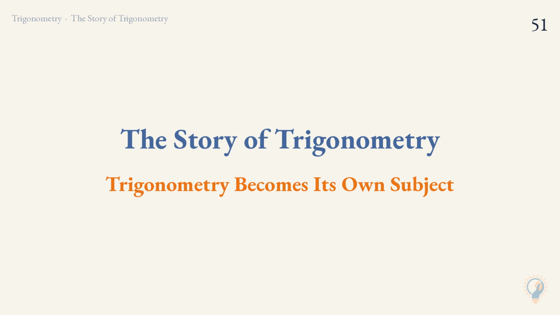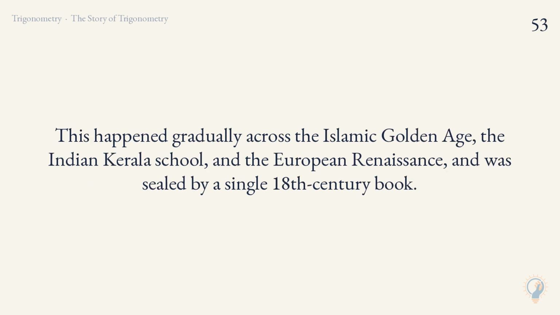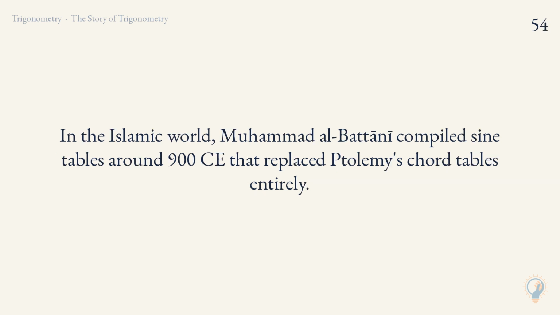Trigonometry becomes its own subject. The final stage of the story is the emergence of trigonometry as a self-contained discipline, separate from astronomy. This happened gradually across the Islamic Golden Age, the Indian Kerala school, and the European Renaissance, and was sealed by a single 18th century book. In the Islamic world, Muhammad al-Battani compiled sine tables around 900 CE that replaced Ptolemy's chord tables entirely.